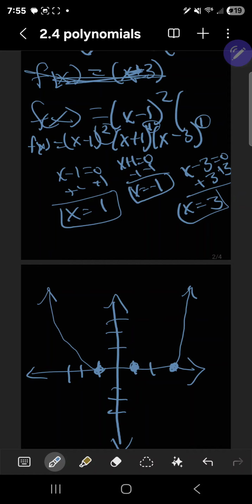And then we know that this one is a touch right here, and these are crosses. So it's going to go cross through, touch, cross through. But we don't know what the y is yet.